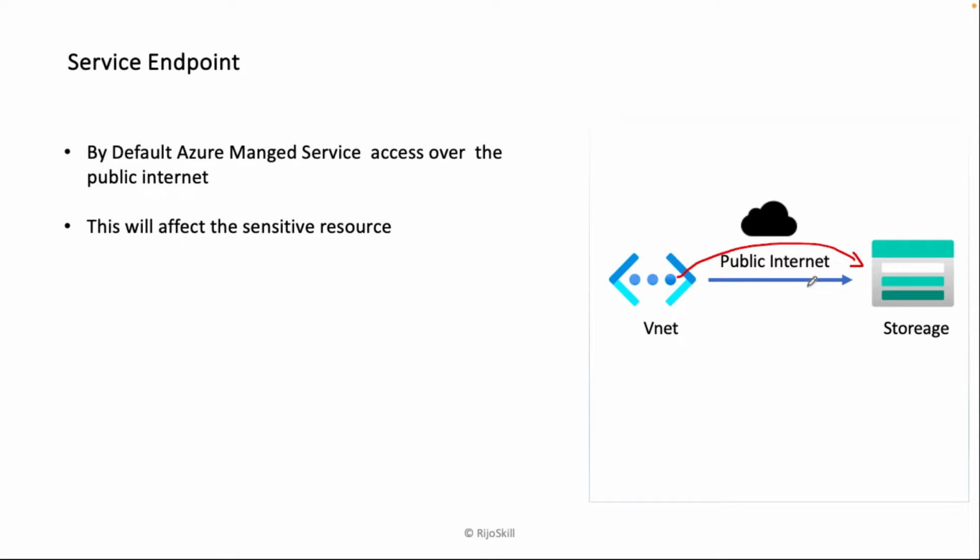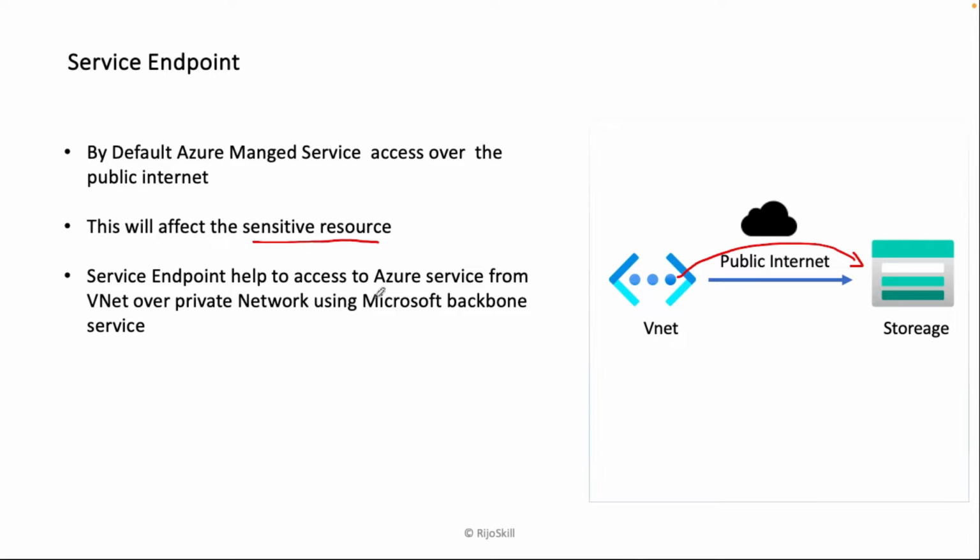So what happens is this will affect your sensitive resources. If you have any sensitive documents or something like this, they could be affected, right? So you need to enable a solution. You need to connect through private connectivity. So how can we do it? In this case, Azure supports one solution, the service endpoint. So how will the service endpoint help you?